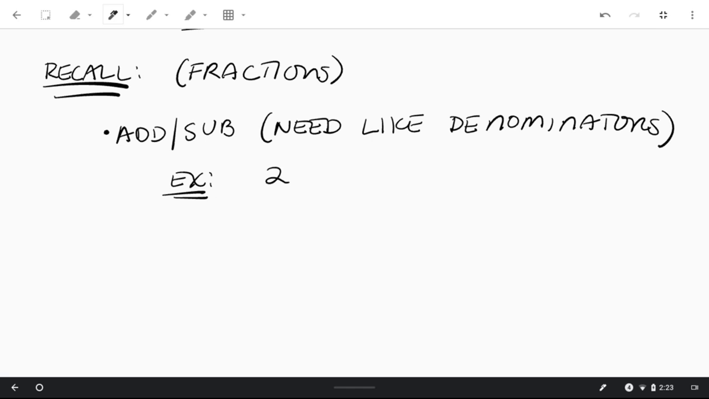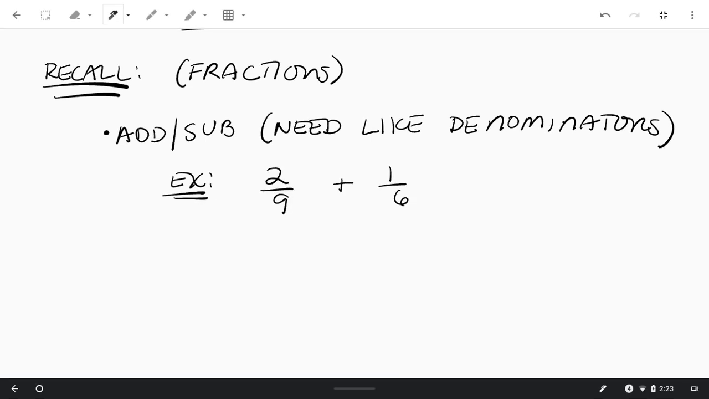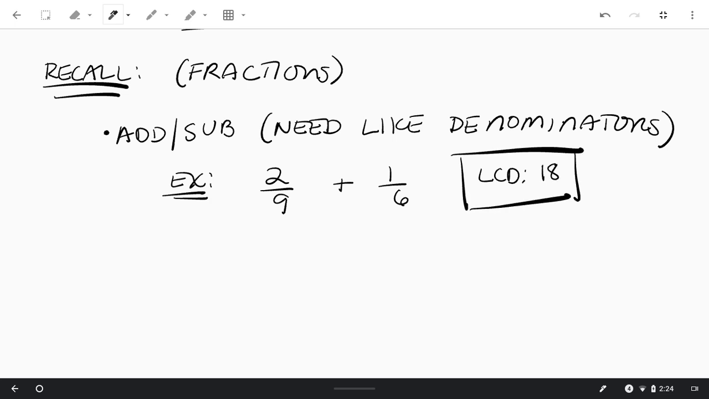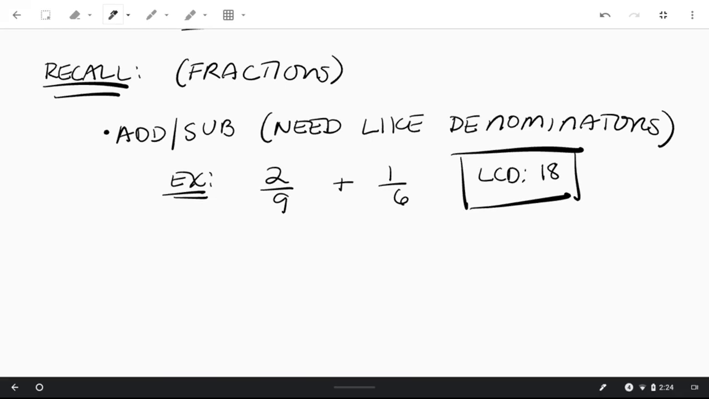Okay, so these two fractions don't have the same denominator, so we wouldn't be able to add them right now. So we would need to find the LCD. And so the LCD between these denominators, 9 and 6, would be 18. All right, so the LCD is 18. So then that means we need to turn these into similar fractions where their denominators are 18.